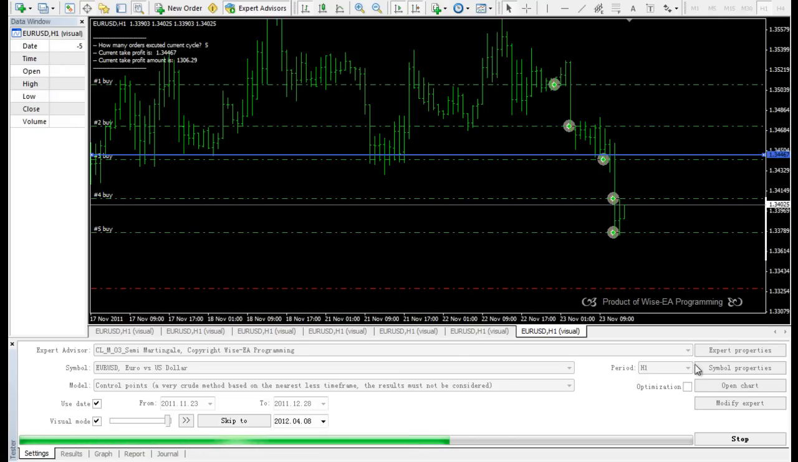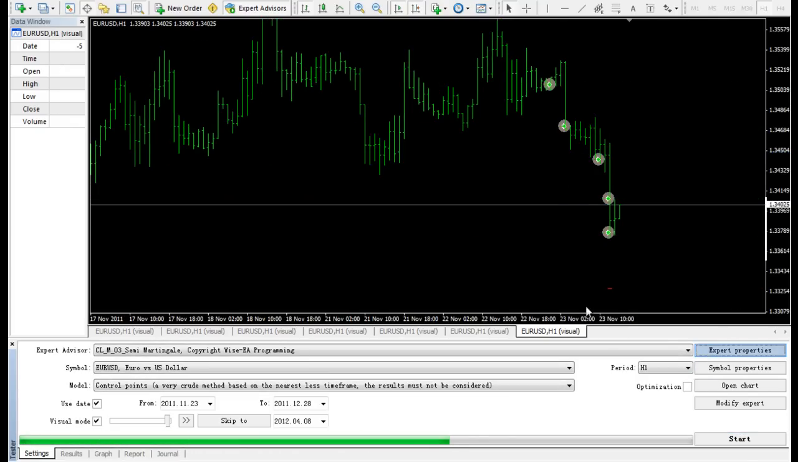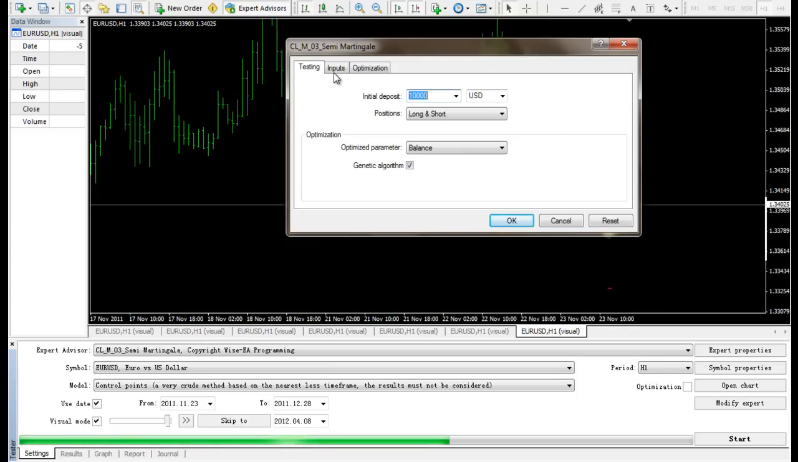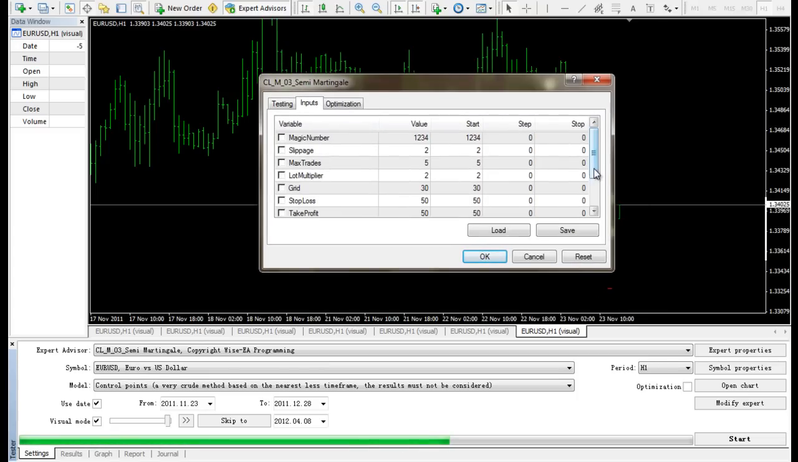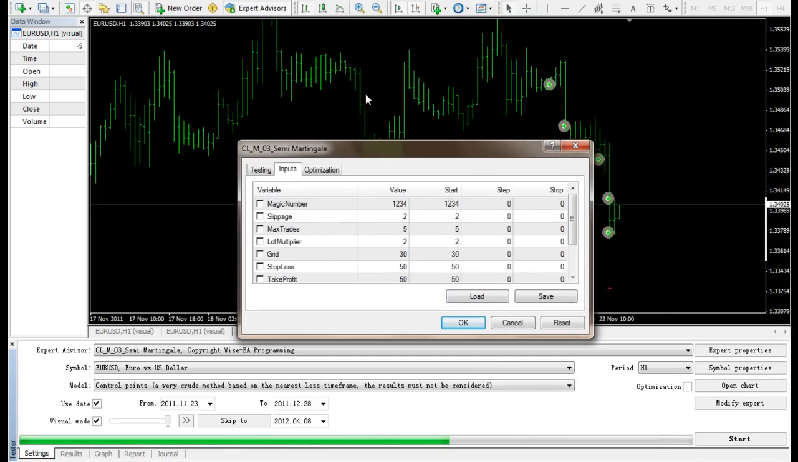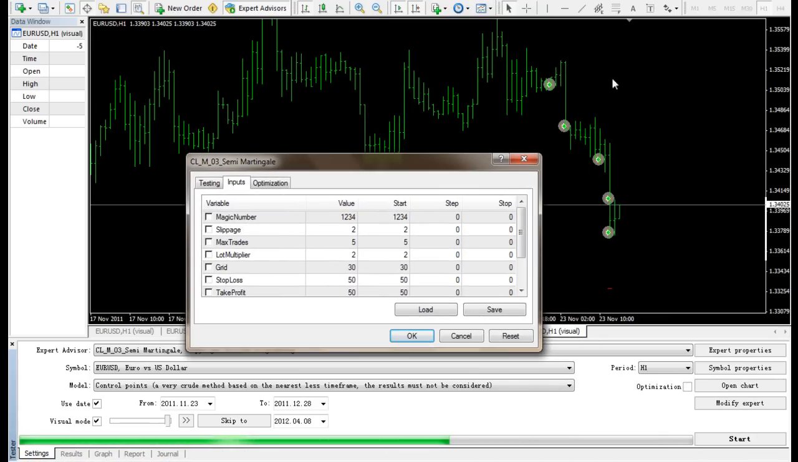Okay, then let's take a look at the expert properties here. For this semi-martingale EA, first is the magic number of this particular EA, because it will submit trades itself, and this is the magic number for its trades. Then slippage, and maximum trades, which is the maximum trades or maximum recovery level you're willing to go. In this case, I'm using 5 here.